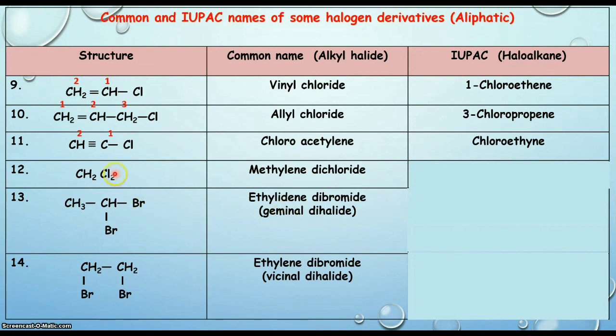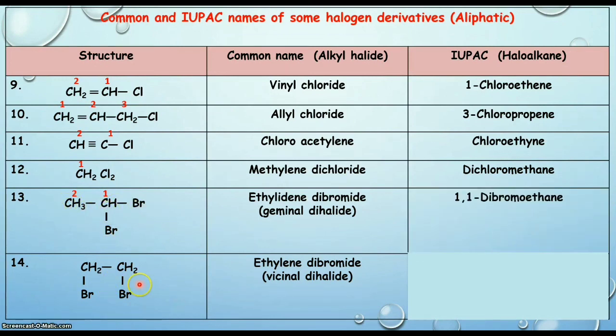In this structure, 2 chlorine atoms are bonded to 1 carbon atom, so the suffix is methane and the IUPAC name is dichloromethane as 2 chlorine atoms are there. Now in this structure, 2 bromine atoms are bonded to this carbon atom, so this will be numbered as carbon number 1. So the IUPAC name will start with 1,1 dibromoethane.